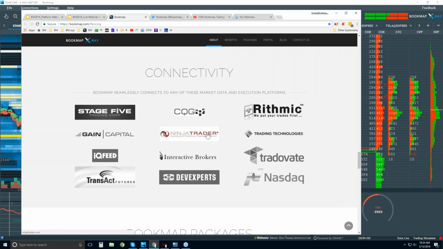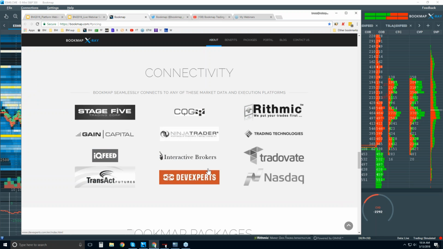Now, we are not a data provider, we're a platform. So you will need to provide data for futures and for US equities. You can see these other platforms like Ninja, TTX Trader Pro, and Interactive Brokers Traders Workstation. You can connect Bookmap via the API of these three platforms. But we are a platform and it's just better to connect directly to the data provider. So CQG, Rhythmic, Gain Capital, IQ Feed, Transact, and then Dev Experts.